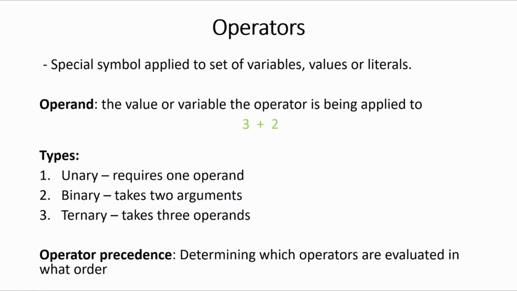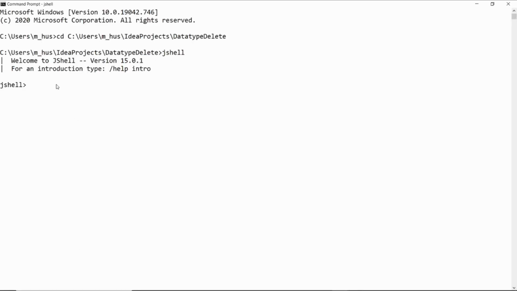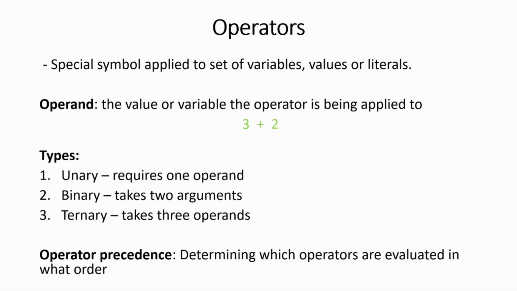Okay. Java operators. A Java operator is a special symbol that can be applied to a set of variables, values, or literals. Operands are the values or variables the operator is being applied to. If I do 3 plus 2, then 3 and 2 are operands and plus is an operator. I have changed to the project directory and opened the JShell. 3 plus 2 is 5. 3 and 2 are operands and plus is the operator. There are 3 types of operators: unary, binary, ternary. Unary takes 1 operand, binary 2, ternary 3.